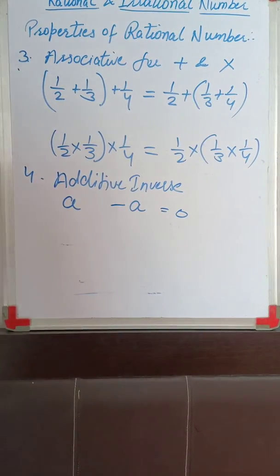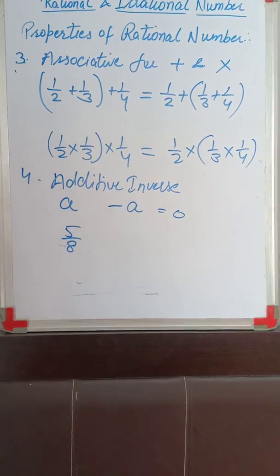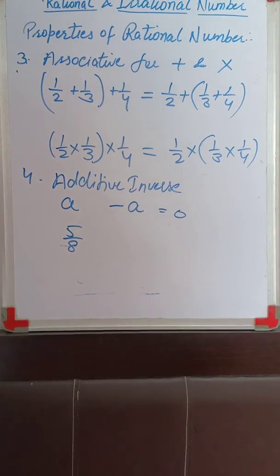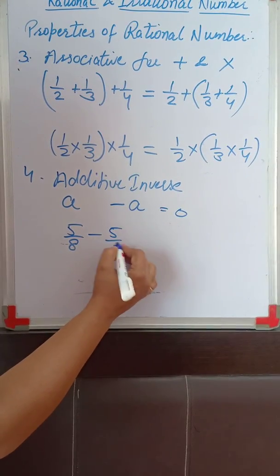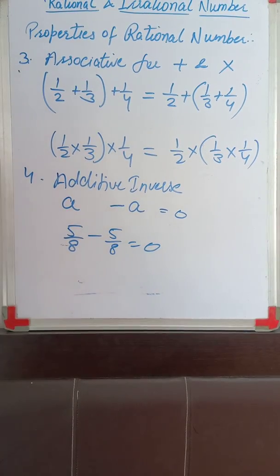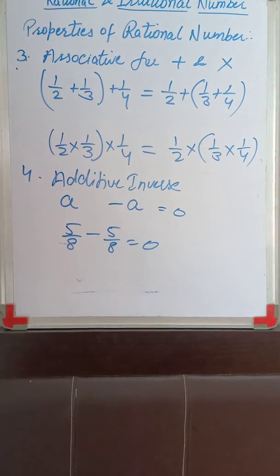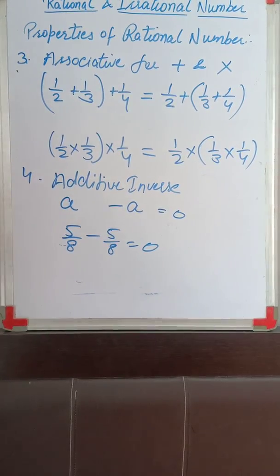So if I say 5 upon 8, what is the additive inverse of that? That means what should be added to 5 upon 8 to get 0? So it will be minus 5 upon 8. So the answer will be 0. That means if a positive number is there, its additive inverse will be negative. If a negative number is there, its additive inverse will be positive.